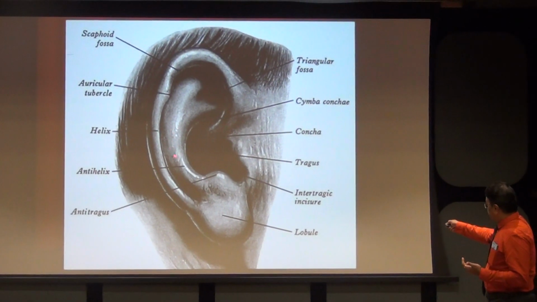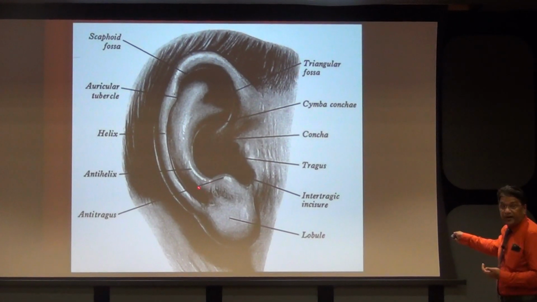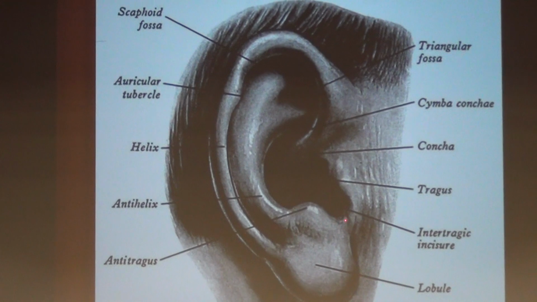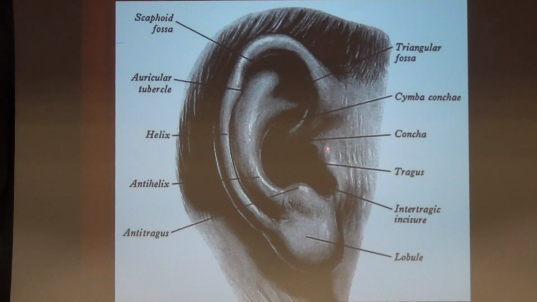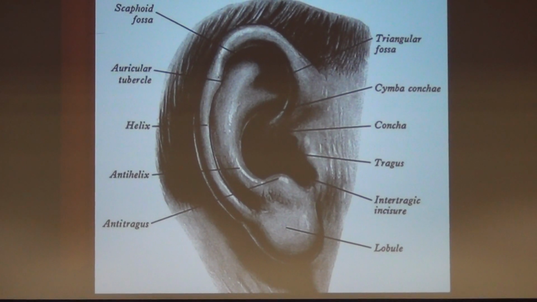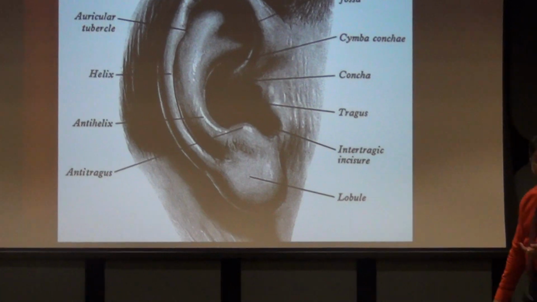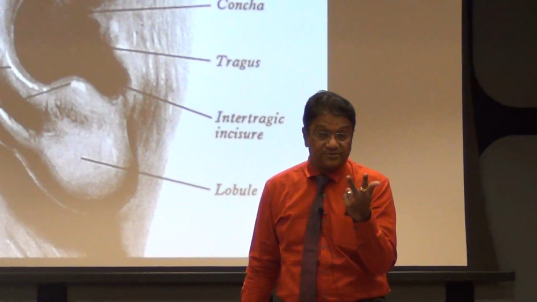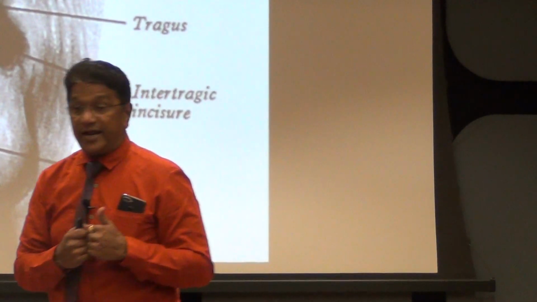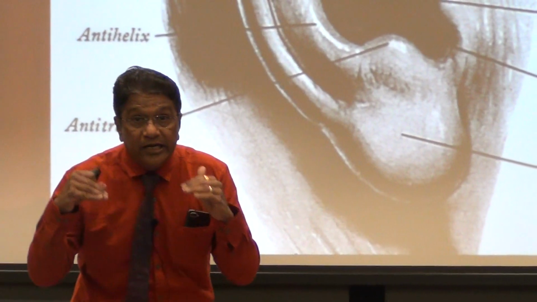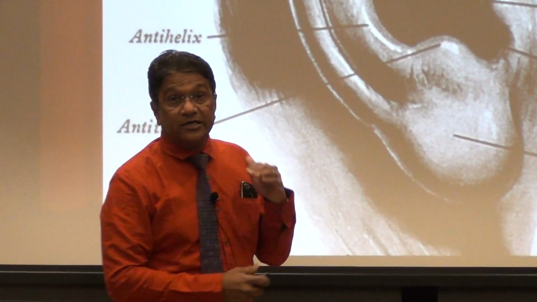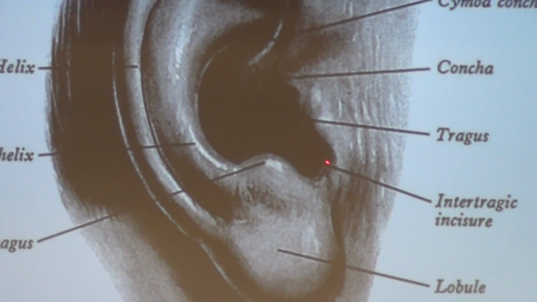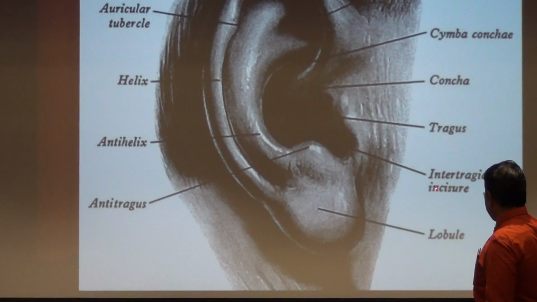Now this antihelix, if you see in the inferior part, you'll find an elevation, and there is another elevation exactly opposite to it. This elevation is known as the tragus. The one exactly opposite is known as the antitragus. Now this is the notch which is present between the two. Anything present in between two things, we use the term inter. So this is the intertragic notch, or intertragic incisura.